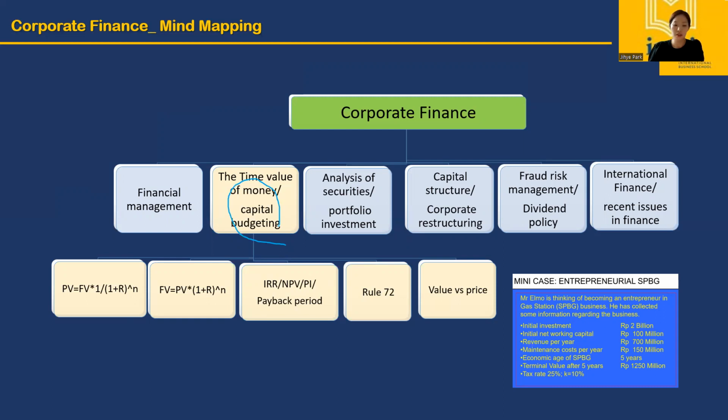We also studied several applications of TVM, and we did many cases of capital budgeting. Through these case studies, we came to understand NPV, PV, FV, IRR, PI, and payback period. And we also learned the Rule of 72.